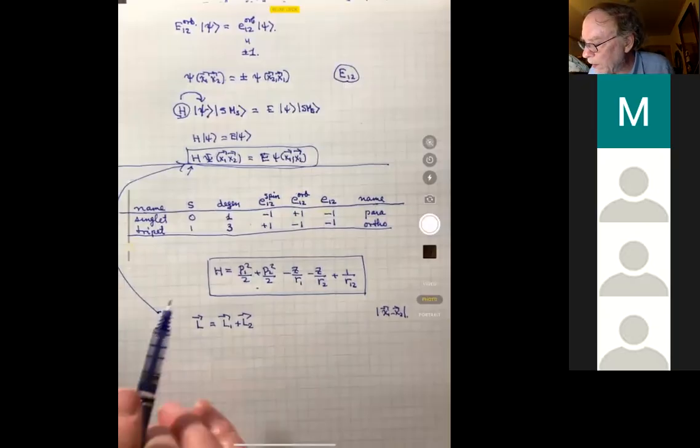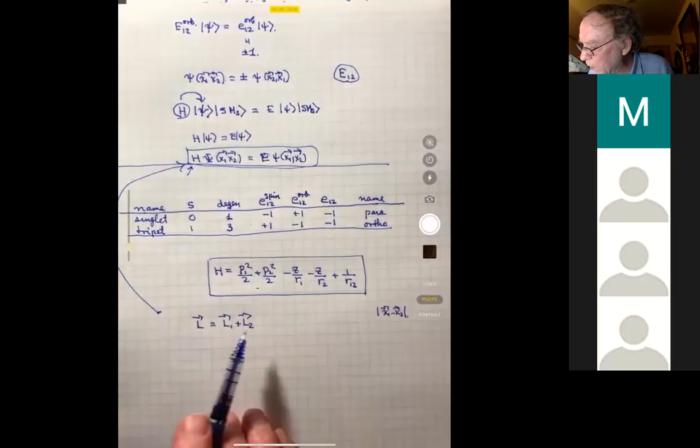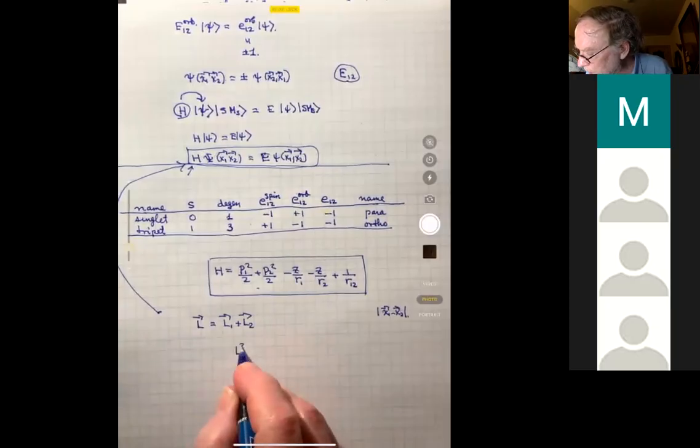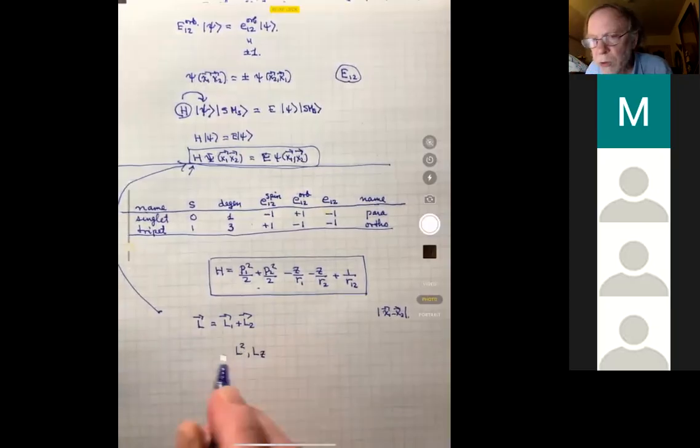In any case, the point here is that H commutes with L, but it doesn't commute with the individual L1 and L2. Now, the 3 components of L, however, don't commute with each other. In order to have operators that do commute with each other, let's use L squared and LZ, the usual thing we do here. These are the 2 operators constructed out of the total L which do commute with one another. And they also commute with H. So in effect, we're developing sets of commuting observables, which include the Hamiltonian.